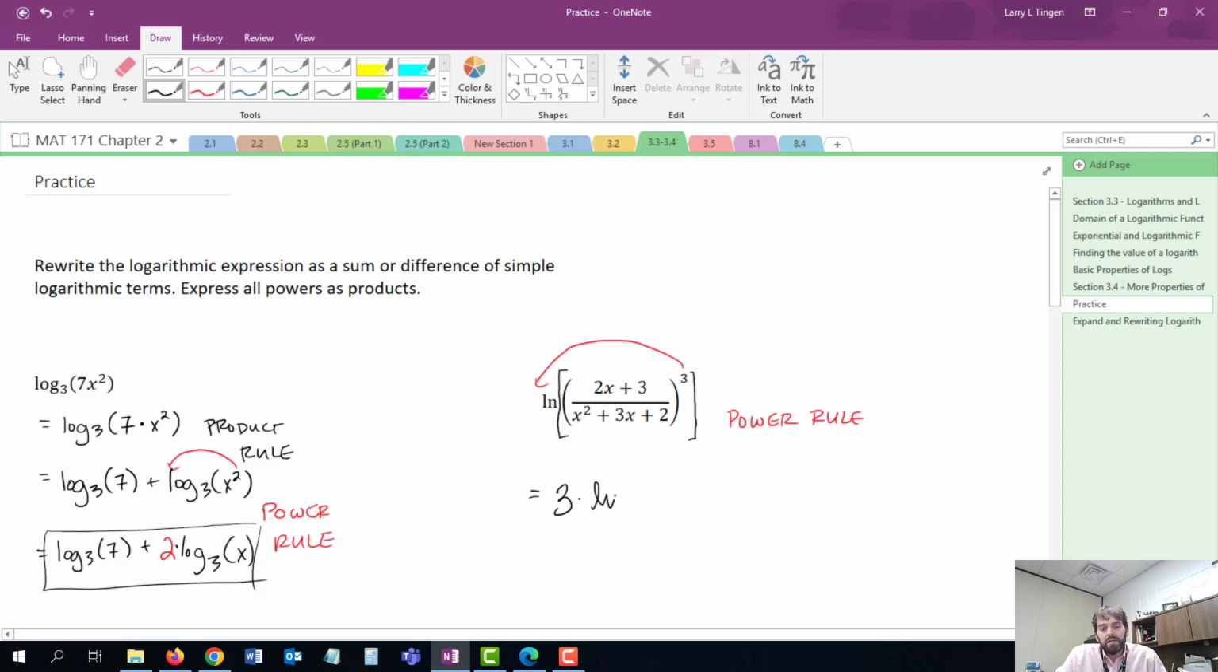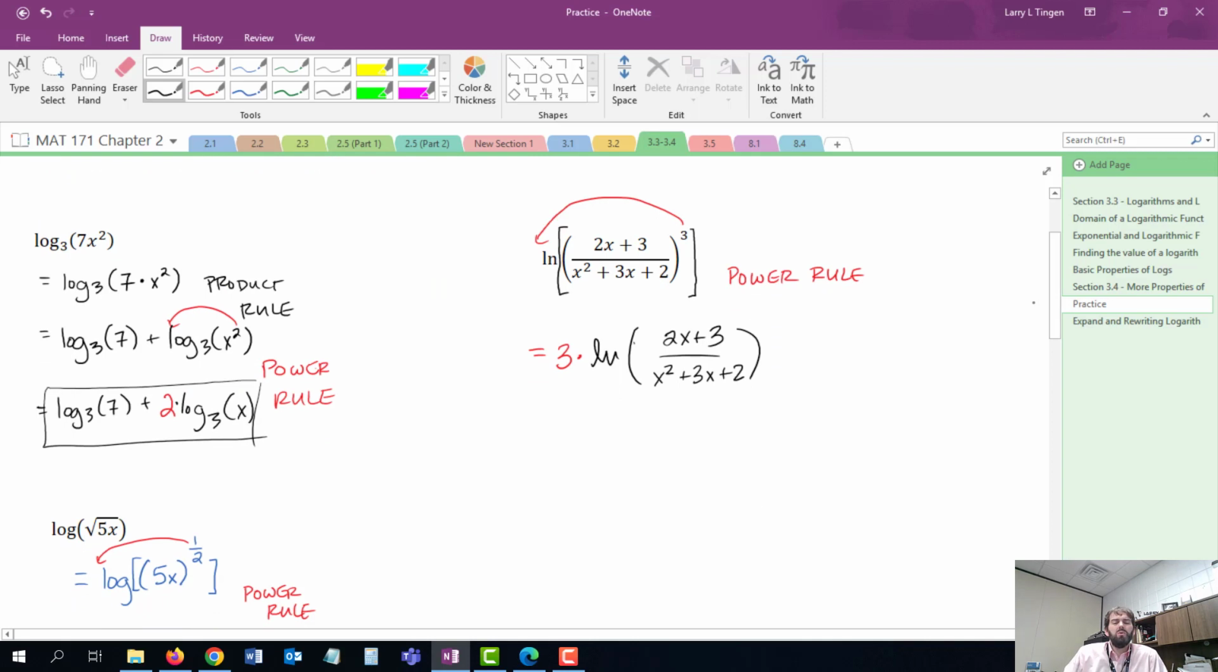3 times the natural log, and whenever I use the power rule, I've been writing that in red just as a reminder. 3 times the natural log. The power is gone, so you're not going to see me use multiple brackets here. 2x plus 3 over x squared plus 3x plus 2. Now I have the log of 2x plus 3 divided by x squared plus 3x plus 2.